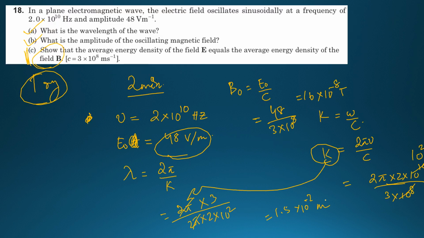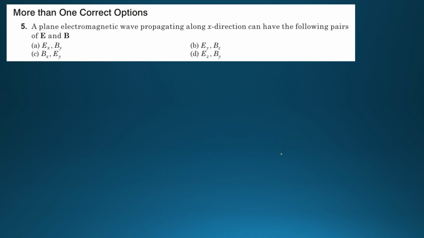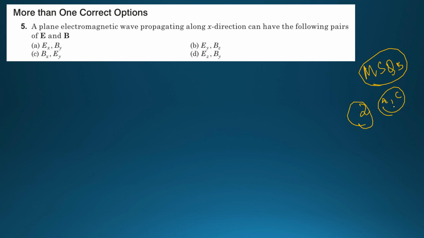Is it clear? So these are some of the questions, and there are more questions with more than one correct option. These are called MSQs, multiple select questions. That means more than one option will be correct in this type of question. So if there are two correct answers, options A and C, we have to tick both of them to get the full mark. If you tick only one, you won't get half mark. You will just get zero.